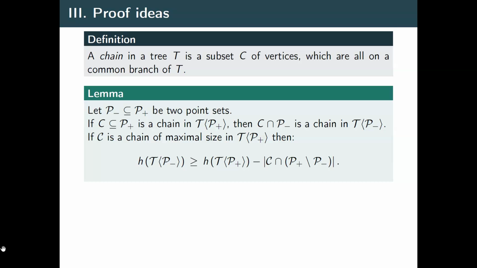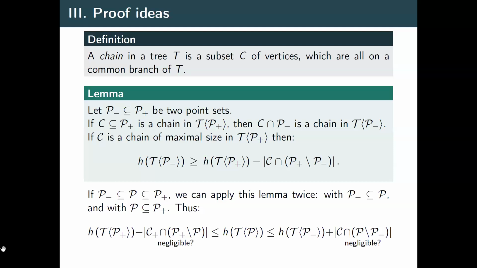So in some sense, we were able to reverse this inclusion into this inequality, but we have a term here which may be a problem. Now, the way we want to apply this is that later we will have a point set P, the one we're interested in. We'll bound it between two point sets P minus and P plus, and we can apply this lemma twice to each inclusion, to deduce this chain of inequalities, bounding the height of the BST between the height of P plus and the height of P minus with some error terms. And now the question is, can we make these error terms small enough?